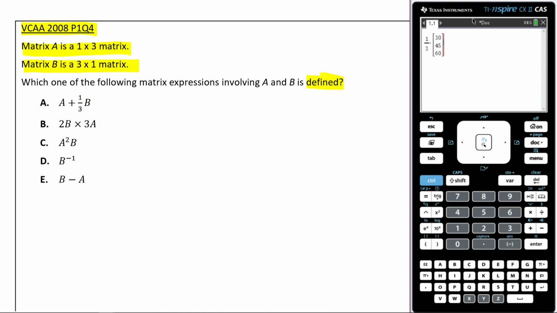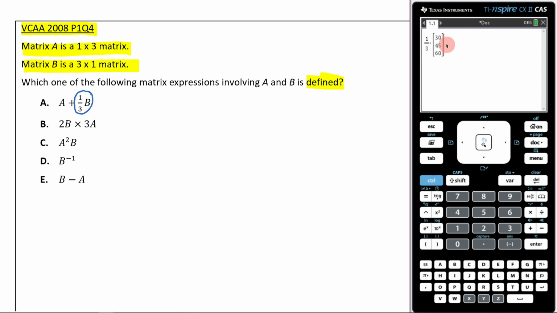All right, let's now consider one by one. So here I've got A plus 1/3 times B. Let's just for a moment consider what this means, 1/3 times B. Well, I know that B is a 3 by 1 matrix, and all I'm doing to it is multiplying that entire matrix by 1/3. So let's just look at an example over here. In an exam situation, you would be working a lot quicker than this, but we're just taking our time to make sure that we're understanding what's going on.